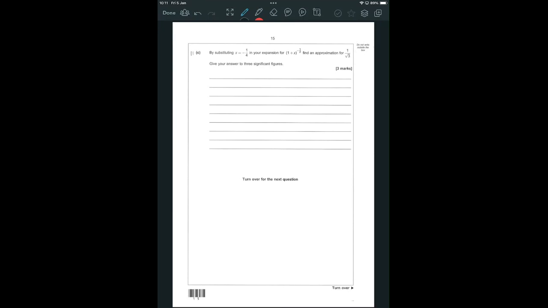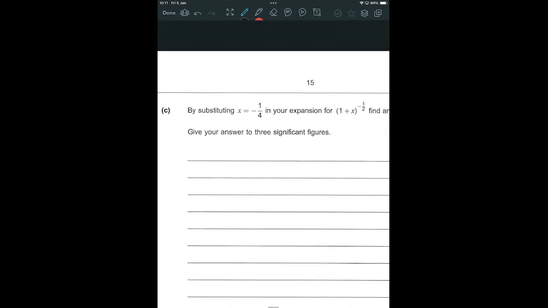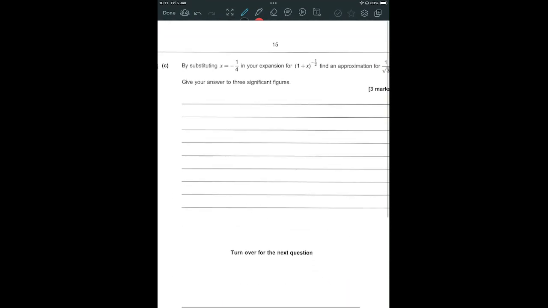Part C has told us to sub a different thing in, negative quarter. Now negative quarter will work, because the modulus of negative quarter is less than 1, but it's not maybe as obvious how this gives 1 over root 3. So let's first just sub it in and see what happens. So that's 1 minus a quarter to the negative half, or that's going to be 3 quarters to the negative a half. The negative flips it over, the square root, so that's 2 over root 3. Okay, well that's awfully close.